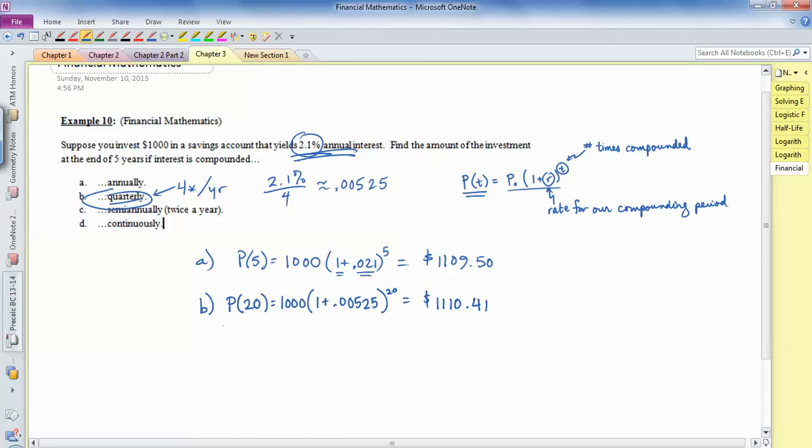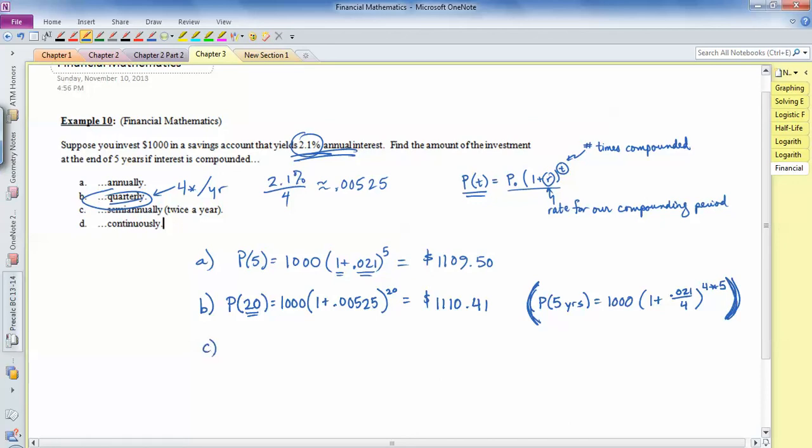Okay, another way of writing this, if you wanted to keep it in terms of years, so this is in terms of compounding periods. If we wanted to write it in terms of years, then we could say P of 5 years is going to be 1,000 times 1 plus, and I'm going to write it this way, 0.021 over 4. And then I compounded it 4 times a year for 5 years. So I'm just going to write this on the side here. And there's a reason for that. I'll come back to it at the end.